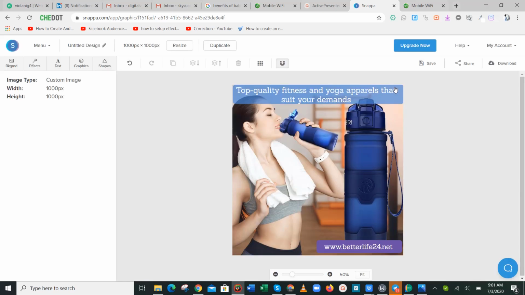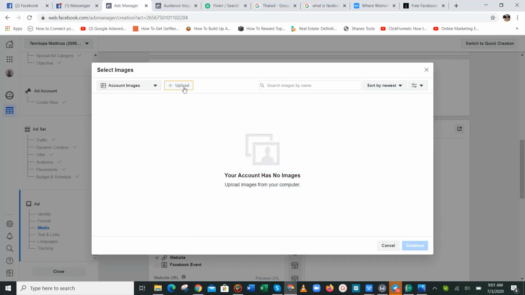I've taught you also how to use Snapper. Okay, so I've designed it on Snapper already. So now you click on upload. You quickly upload the image.